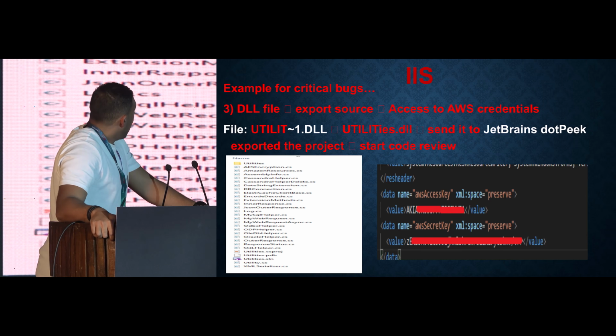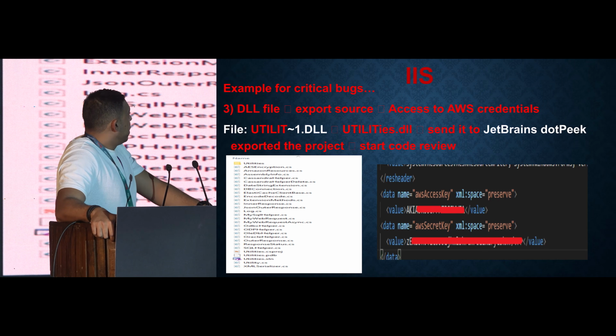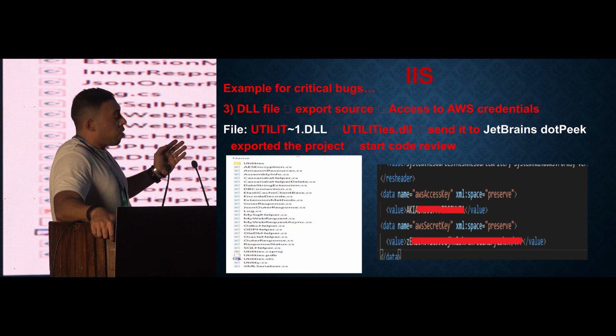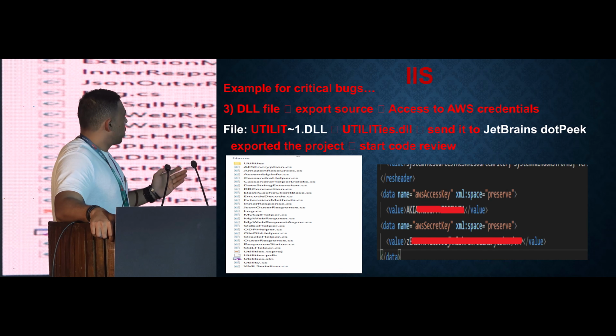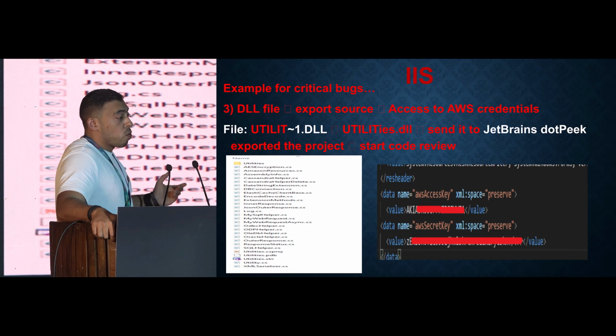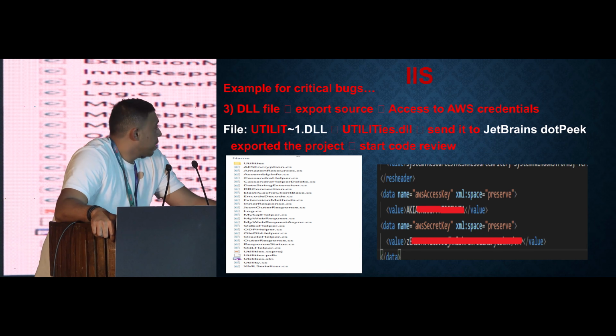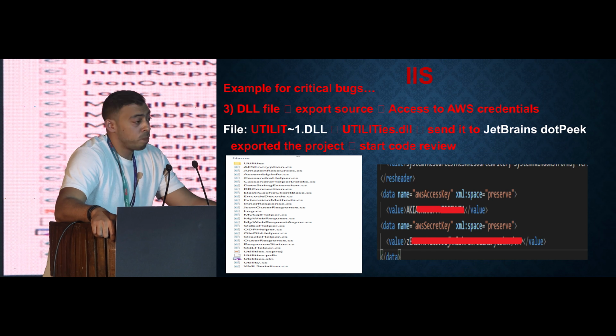Now, here is an example for a DLL file. I got a short name called utility. Searching by that with all the methods and on GitHub, I was able to find the complete file name, and it was utilities. So I directly sent it to JetBrains dotPeek.